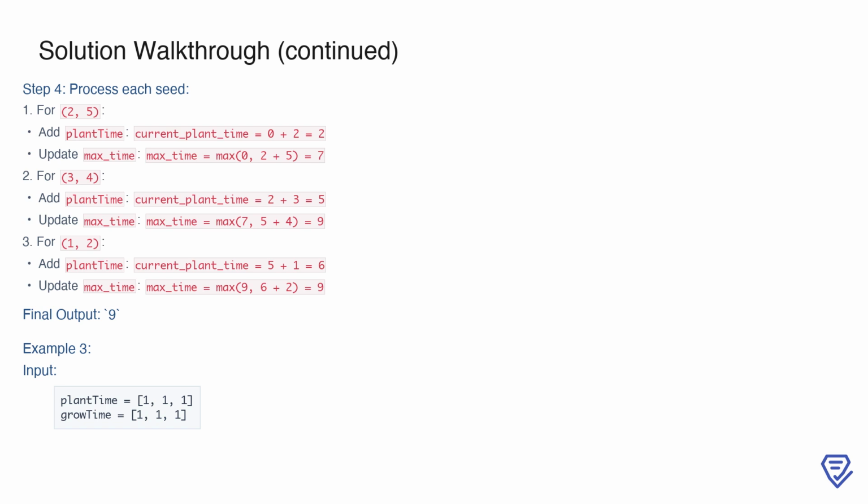Lastly, for the seed 1, 2, the planting time reaches 6, but the bloom time of 8 does not exceed the current max_time of 9. Thus, the earliest full bloom time for this example is 9.